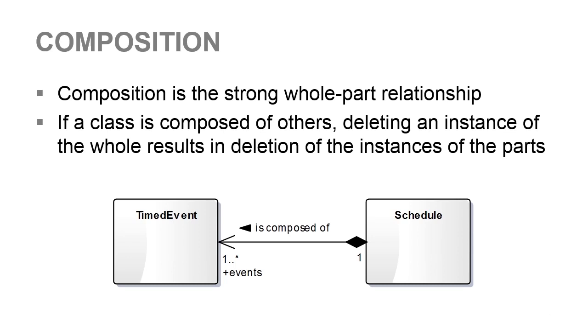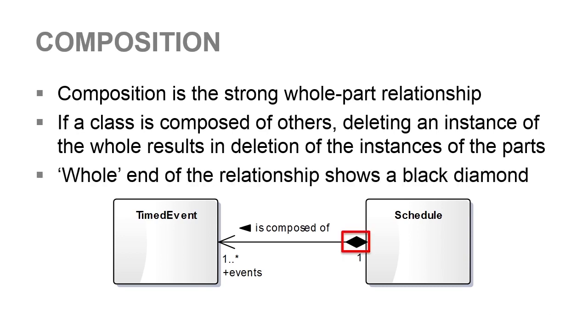In UML, composition represents the stronger kind of relationship. In our home automation system, a schedule is composed of a number of timed events, but each timed event only exists in one schedule. If there's no requirement for timed events to exist independently of a schedule, then this would be a composition relationship. We show the composition relationship with the black diamond shape at the end of the whole. That is the class that is made up of objects of the class at the other end of the relationship.